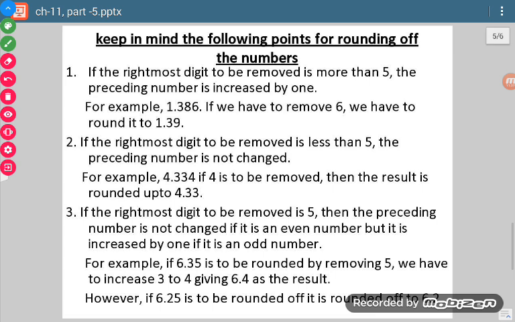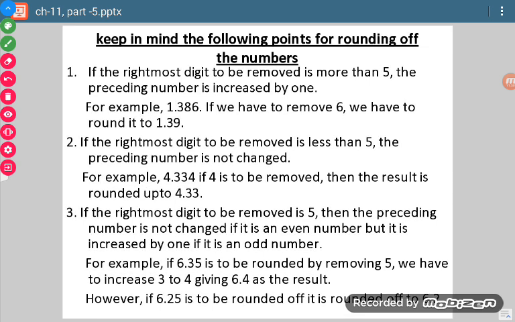Now one more thing comes. When we have to report our answer up to a certain definite number of significant figures, a process is to be done that is called rounding off. We have to round off our results. Now how to round off? Suppose the rightmost digit to be removed is more than 5. Rightmost digit means when we are counting our significant figures till our requirement, and then the next number comes out to be more than 5.